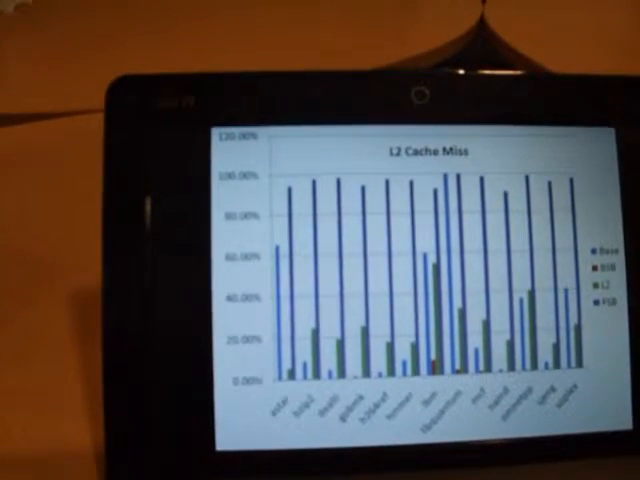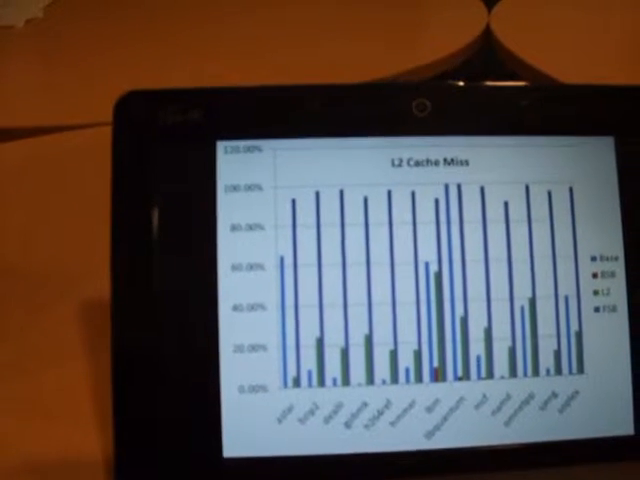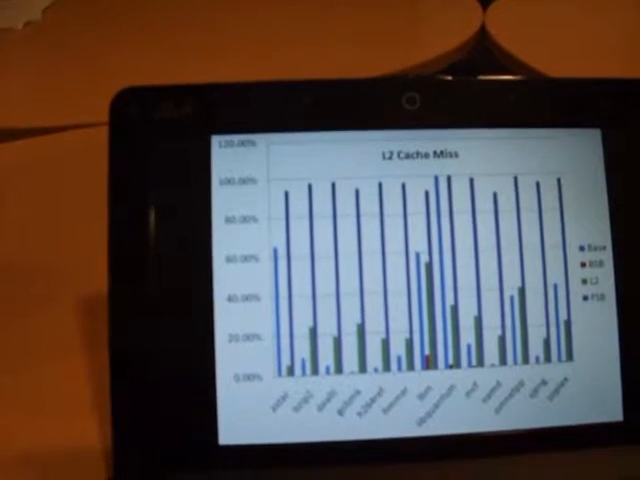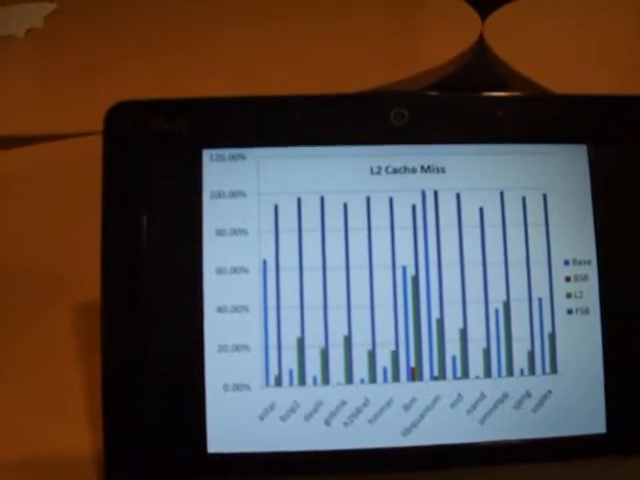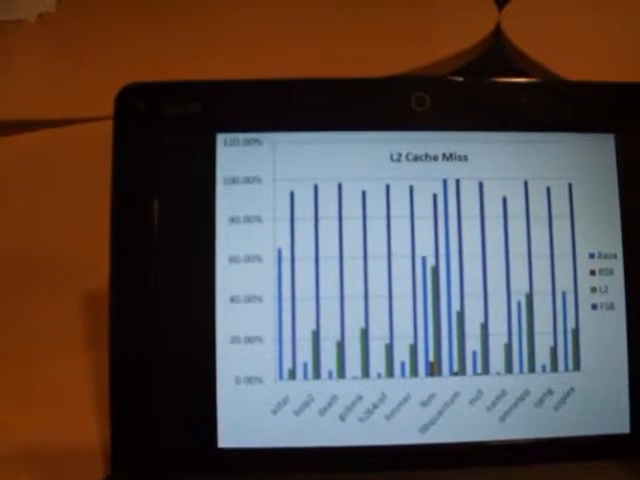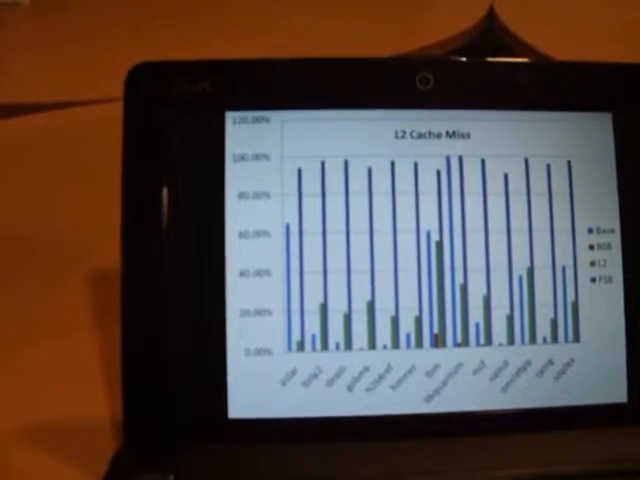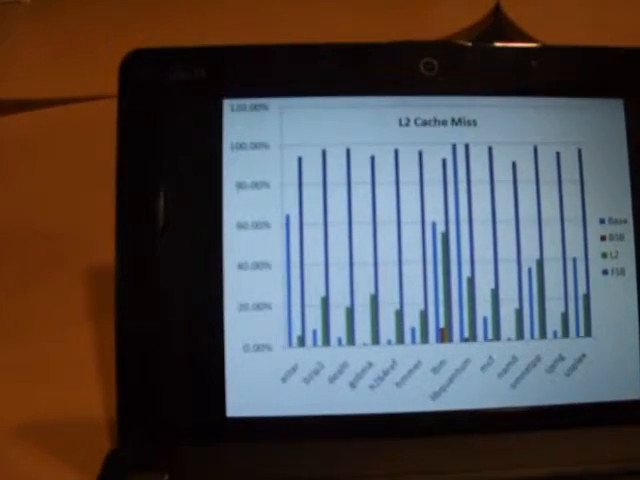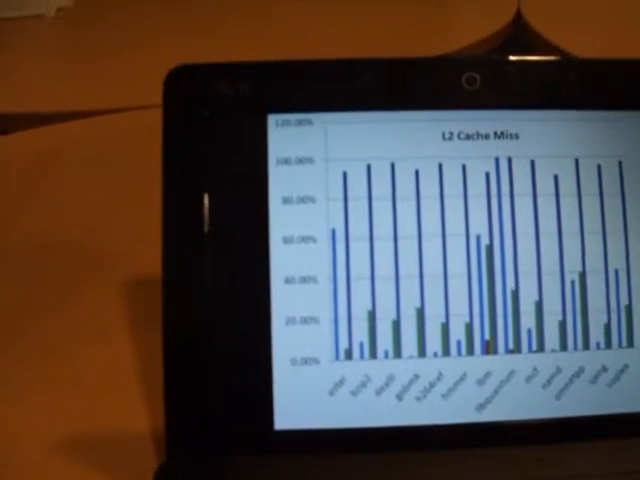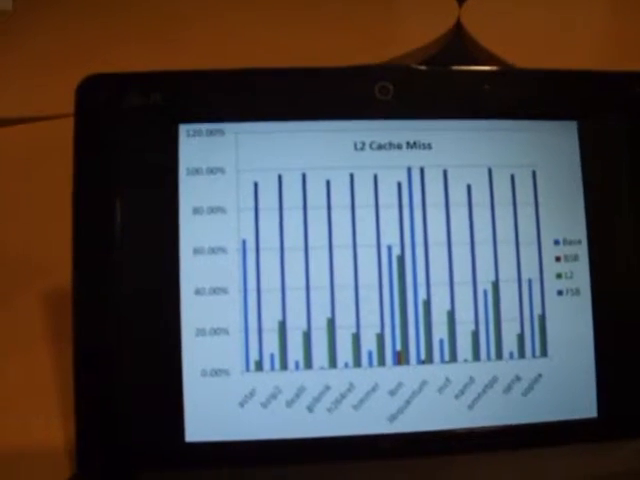But in L2 and backside bus, the cache miss is much less than frontside bus attack, because every piece of data the attacker accesses fits into the L2 cache. But in L2 cache attack, the attacker accesses all the lines in the L2 cache, so it has slightly higher cache misses than the baseline application.